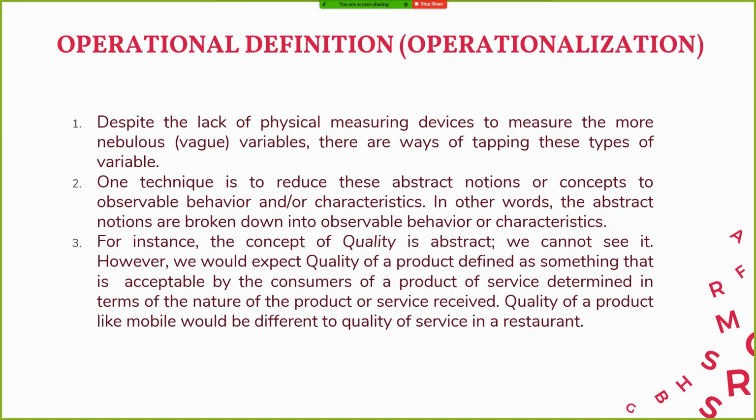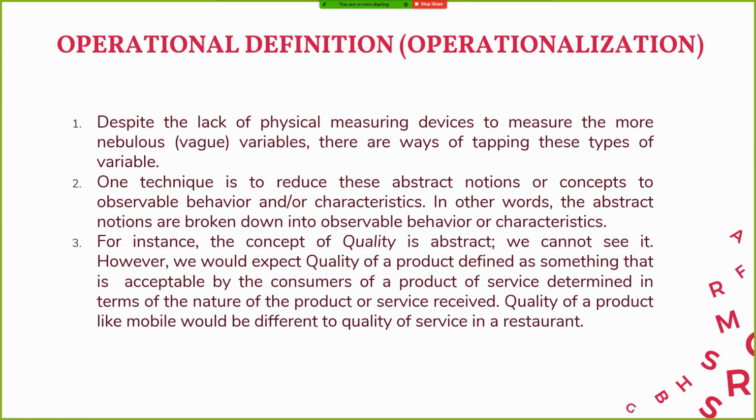Now, the first thing that you should do is your operational definition, or operationalization. Despite the lack of physical measuring devices to measure the more nebulous or vague variable, something that is ill-defined, there are ways of tapping these types of variables. Obviously, a variable might be nebulous, vague, not clear, but you can still measure it. One technique is to reduce the abstract notions or concepts to observable behaviors and or characteristics. This is what we normally do.